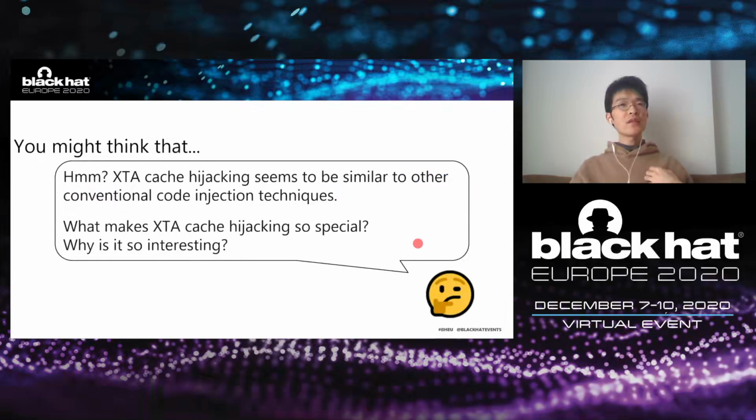But you might think that, hey, exit cache hijacking seems to be similar to other conventional code injection techniques. What makes exit cache hijacking so special? Why is it so interesting? Hyometsu will answer this question. Now I'll hand it over to Hyometsu.